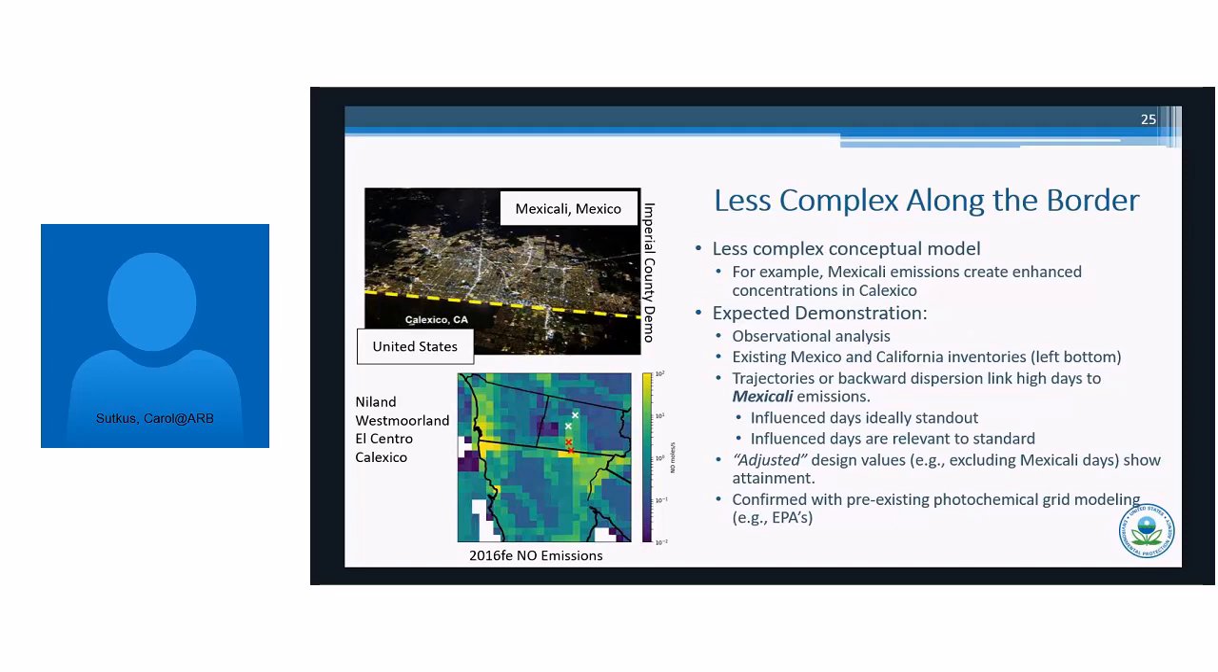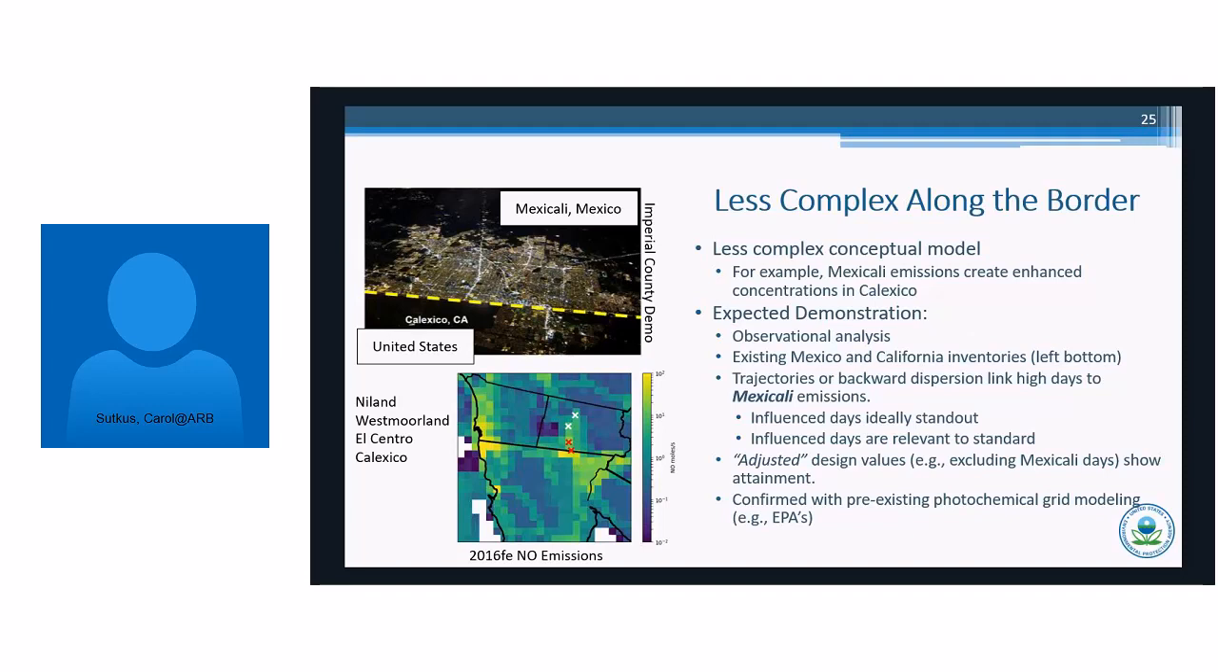On the next several slides, I'm going to show some examples, and I'll show an example of a meteorological analysis fairly soon, but I'm going to start by putting it in the context of a conceptual model. We'll start with a less complex conceptual model. This would be the case, for example, along the border. The example that I'm using here comes from Mexicali emissions in Mexico, creating enhanced concentrations in Calexico, California. The figure on the left shows Calexico, California, on the bottom and Mexico on the top. So you're looking from the United States into Mexico in this picture.